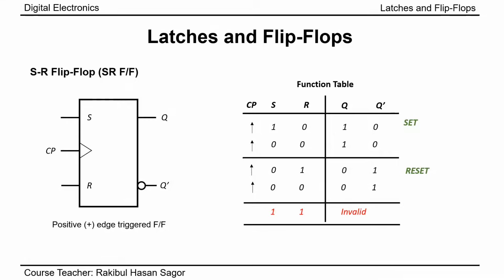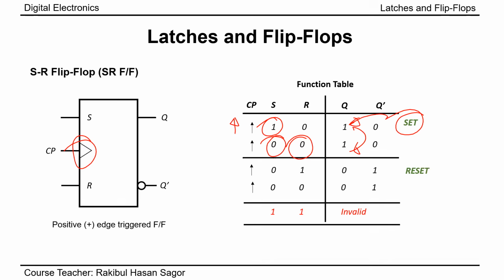Before I finish, let me give you a brief idea on the operation of SR flip-flop. I am repeating the operation again and again so that you don't forget. We can see here the positive edge triggered flip-flop. So whenever positive edge triggering occurs, that means clock pulse goes from 0 to 1, if S equal to 1, output will be set. If S equal to 0, R equal to 0, it will hold the previous data. That means it will keep the previous data in memory.